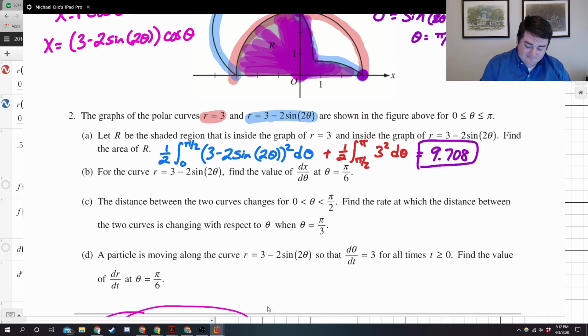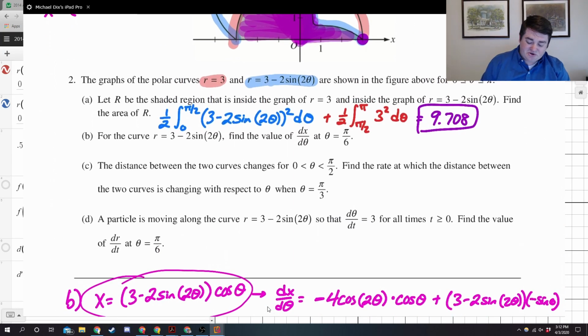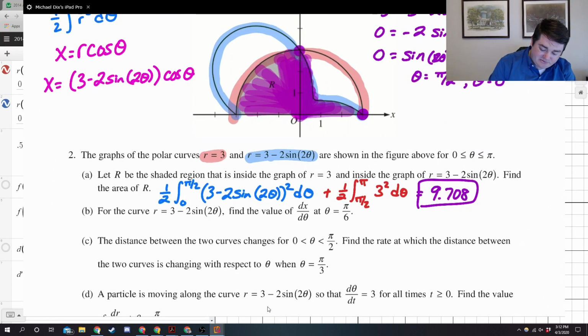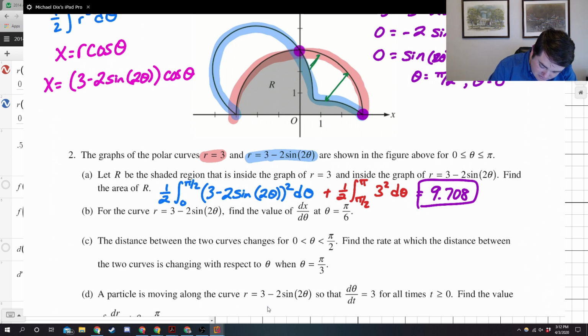Part C, the distance between the two curves changes from 0 to pi over 2. So let me clean up my picture here a little bit. So the distance between the two curves is changing, we can see from 0 to pi over 2, we'll call this d. Find the rate at which the distance between the two curves is changing with respect to theta when theta is pi over 3.